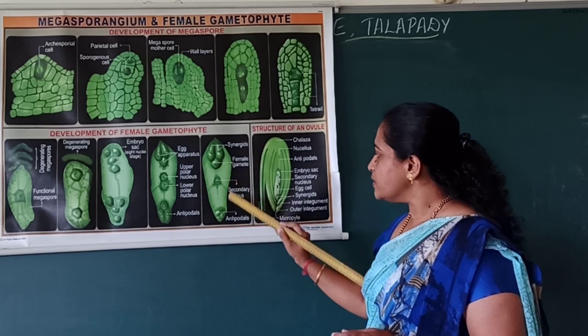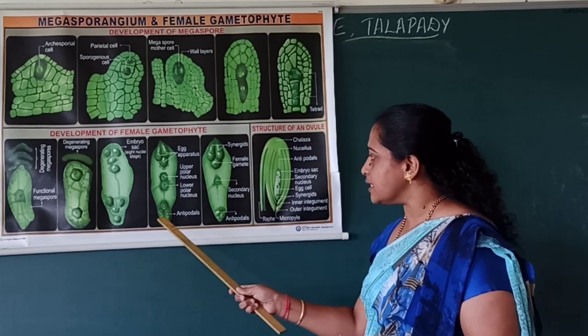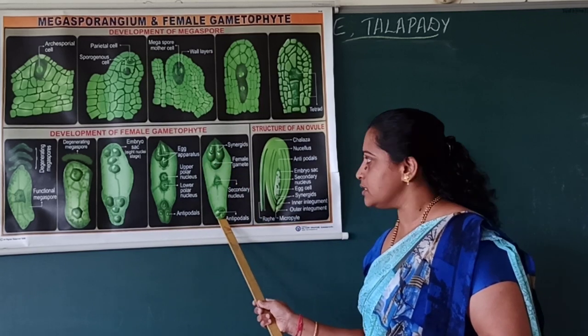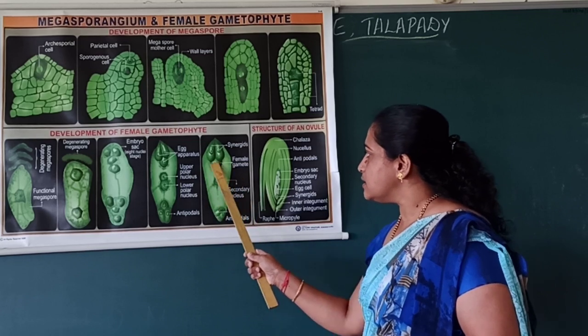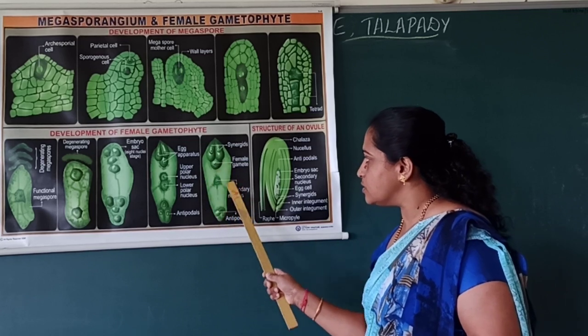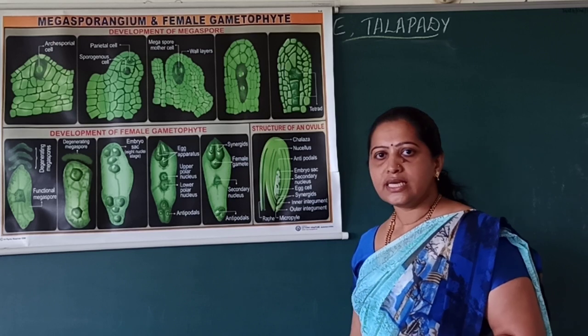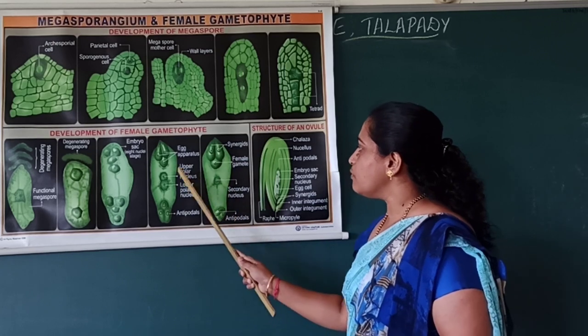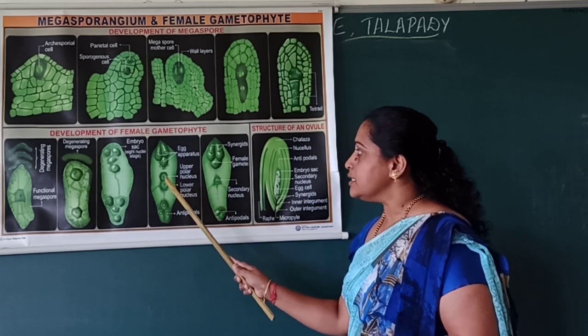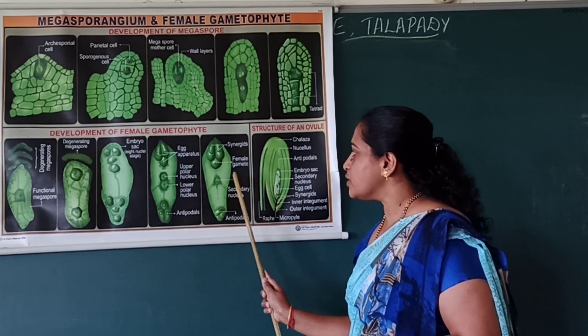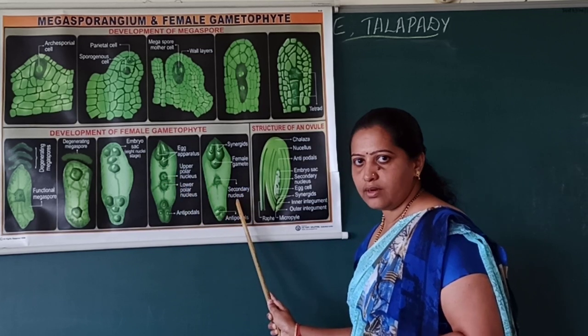And towards the opposite pole, there are 3 cells. They are antipodals. And at the center, the large cell found at the center is known as the central cell. Central cell will have 2 polar nuclei. Sometimes these polar nuclei fuse together to form the secondary nucleus.